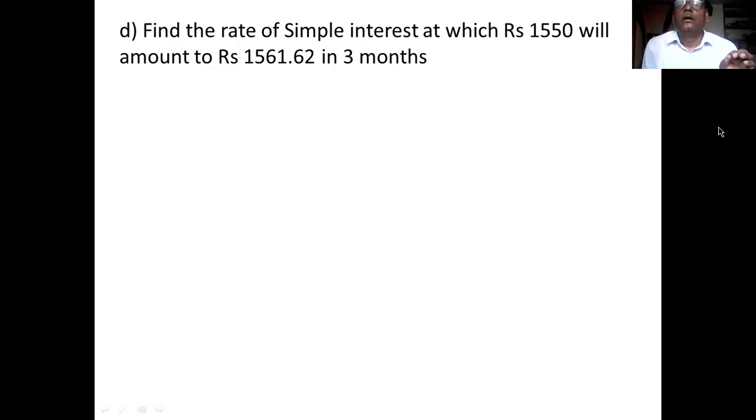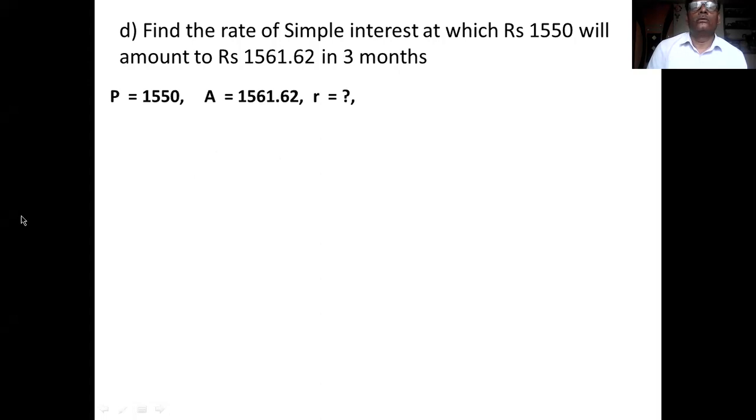Rupees 1,550 will amount to 1,561.62 means 1,550 is the principal sum and 1,561.62 is the amount. And 3 months is the period. Remember this. So P is 1,550. Then amount is 1,561.62. And thereafter R, rate of interest, is unknown. You take it as question mark.